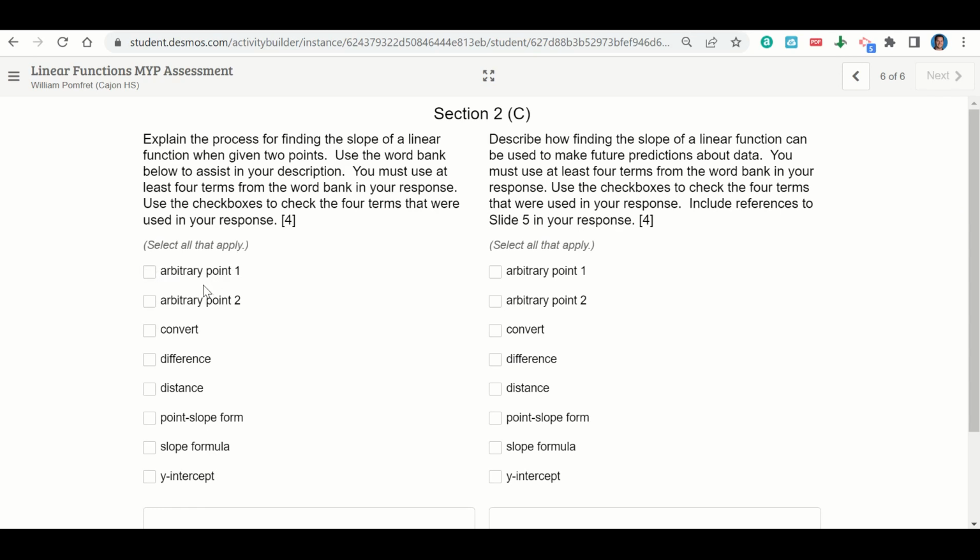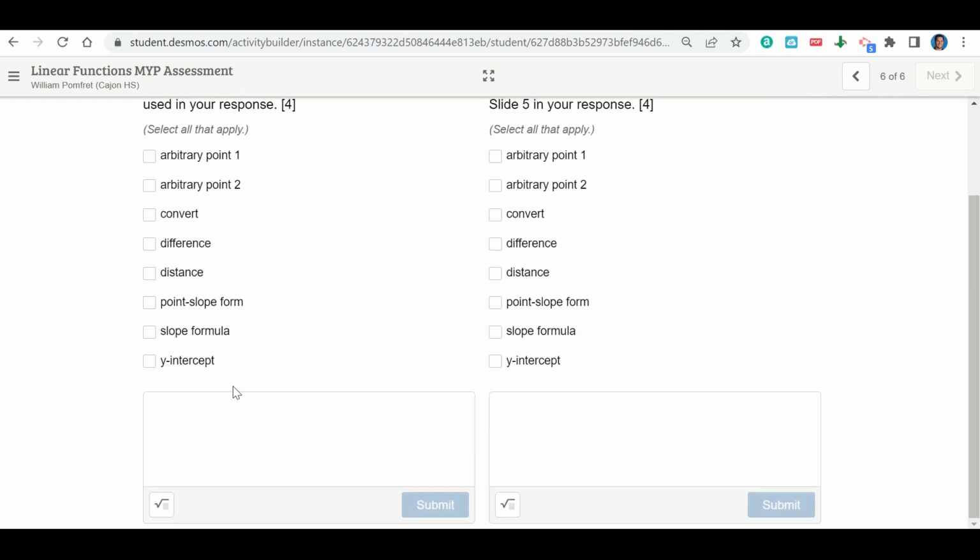Use the check boxes to check the 4 terms that were used. So you're going to write out your answer in the box below, and you need to use at least 4 of these words from here. So I'll answer with those 4 words, and then check the boxes of the words that were used.